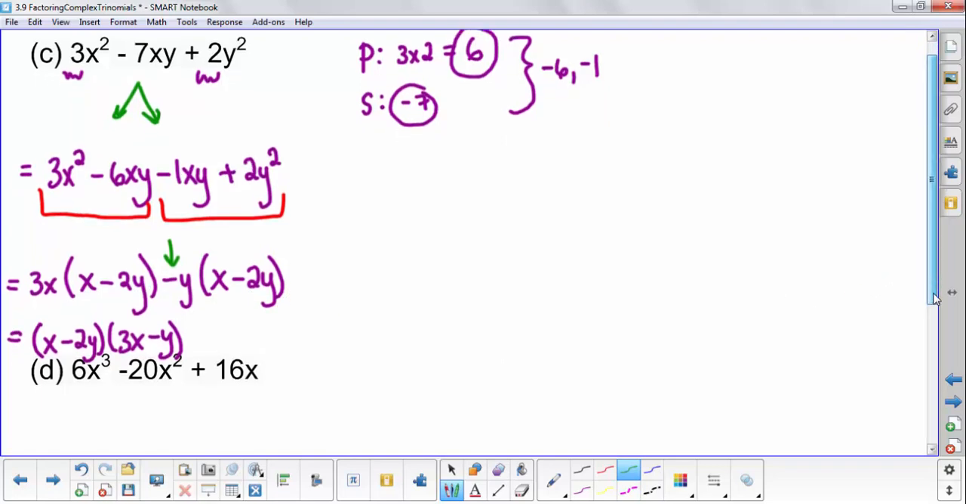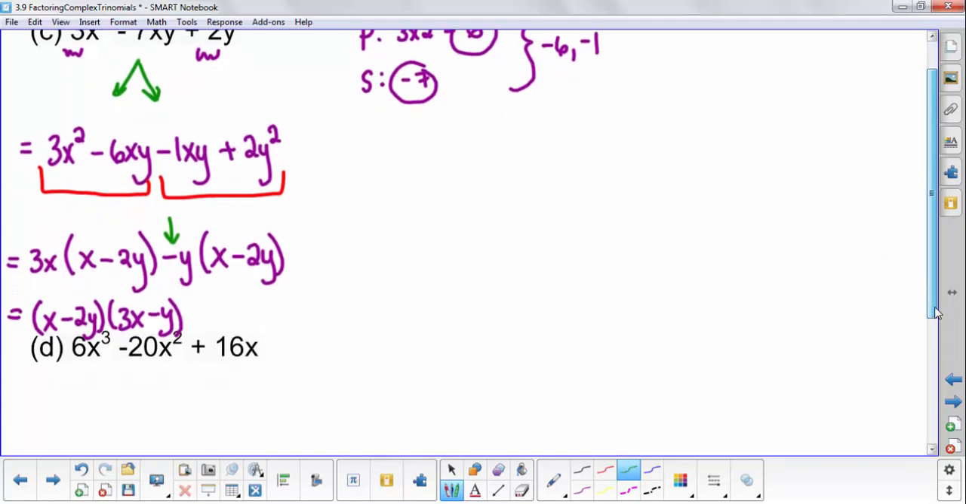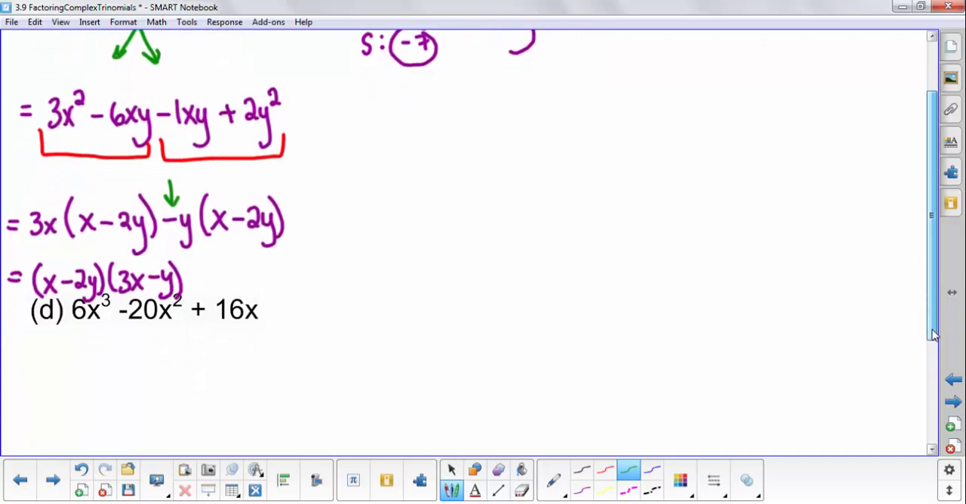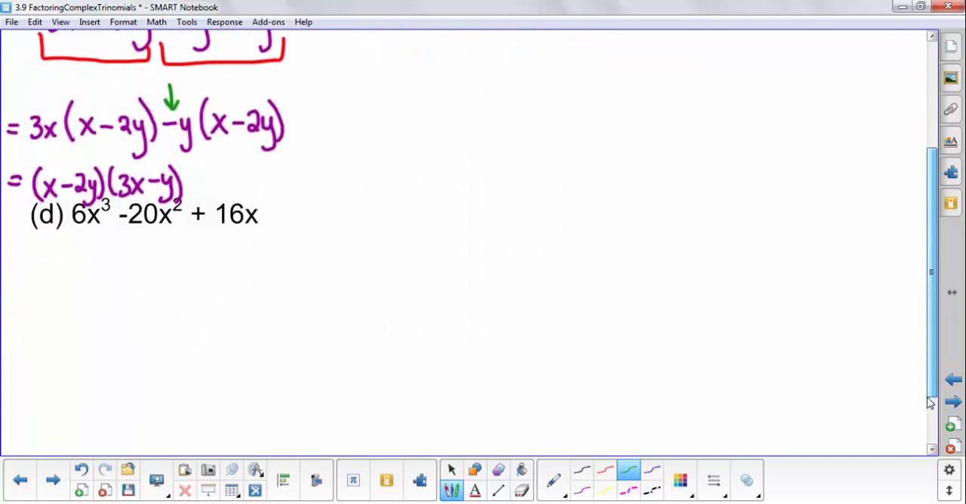So hopefully you ended up with the exact same answer, and if you have any questions about that, make sure you put a little star beside that one, and we'll definitely talk about it in class.